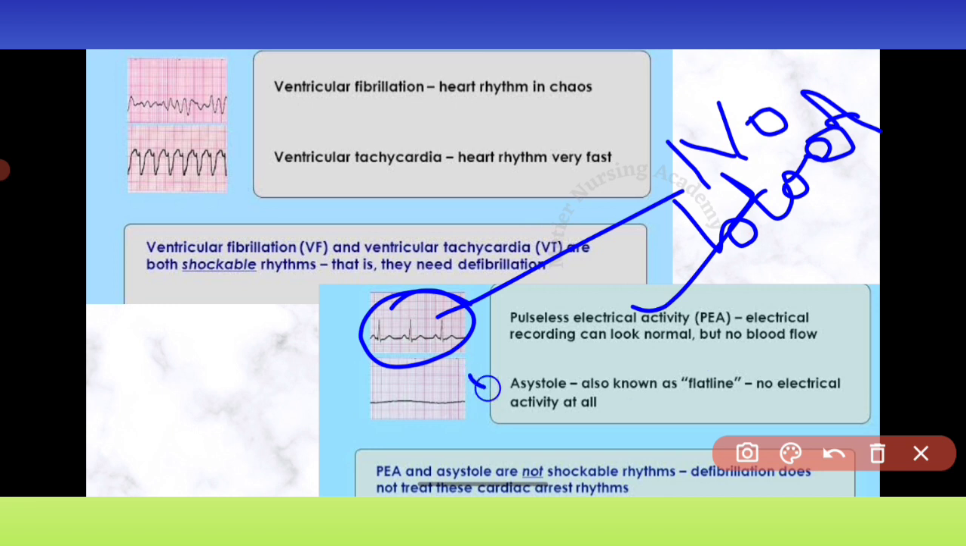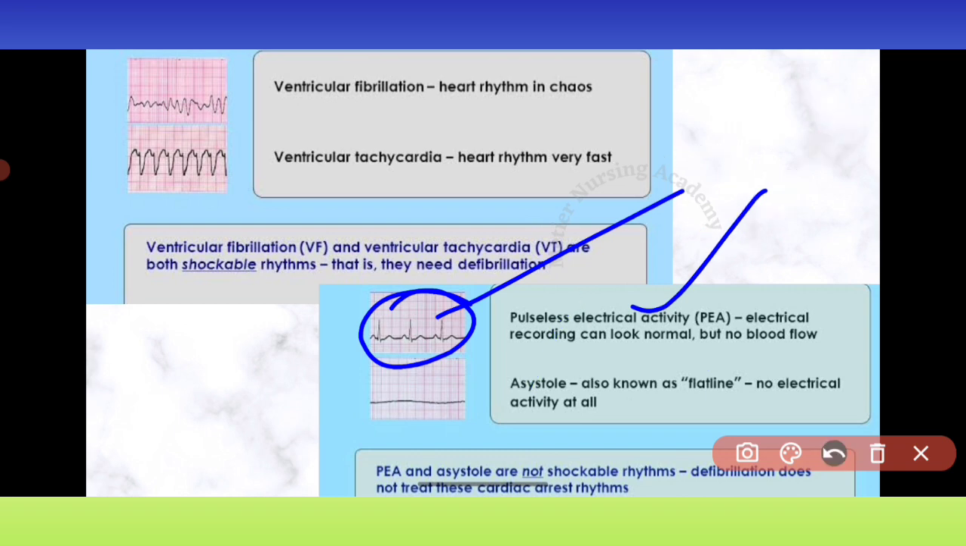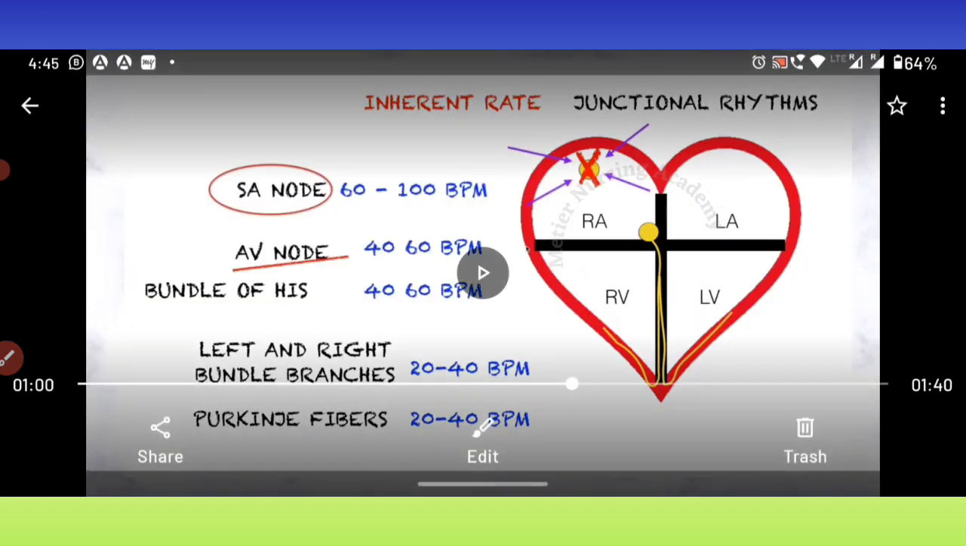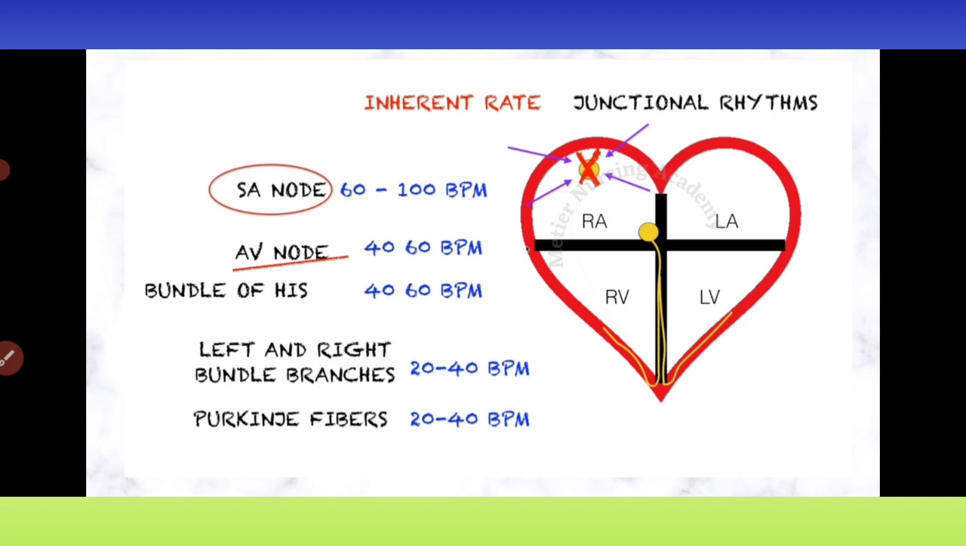And the next one is asystole. It is also known as what? Flat line. Here also there is no electrical activity at all, no pumping of heart, no blood flow or no cardiac output. So here there won't be any pulse. Here also there is no need for any kind of defibrillation. Understand, guys? And one more thing what we are going to see now is junctional rhythm. What is junctional rhythm? You can see in this image.